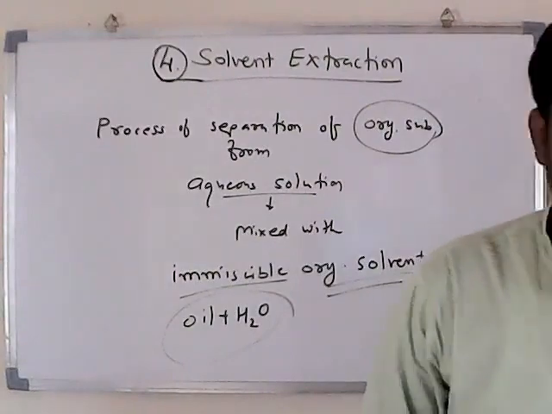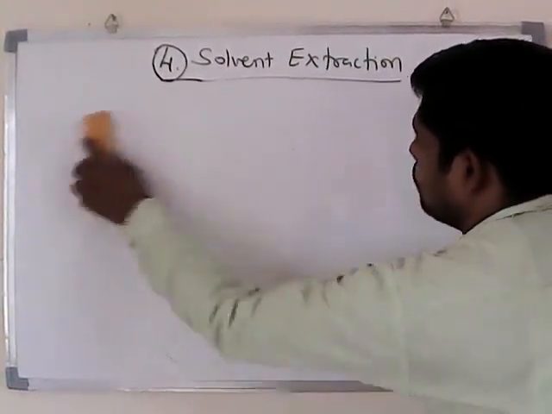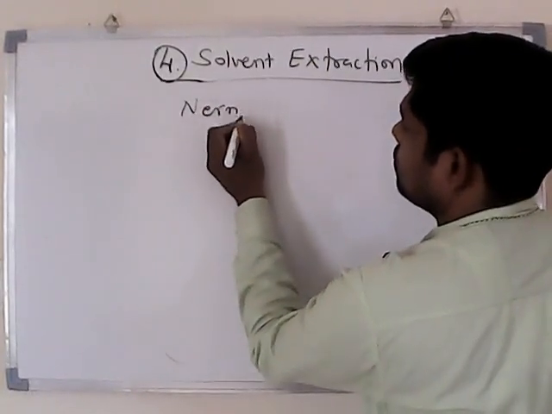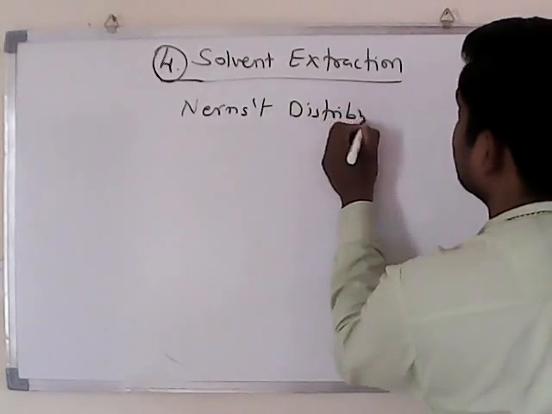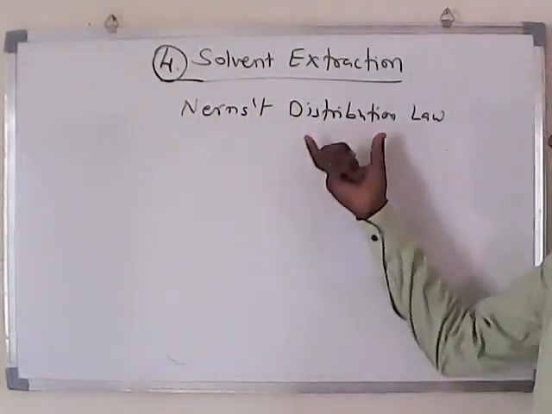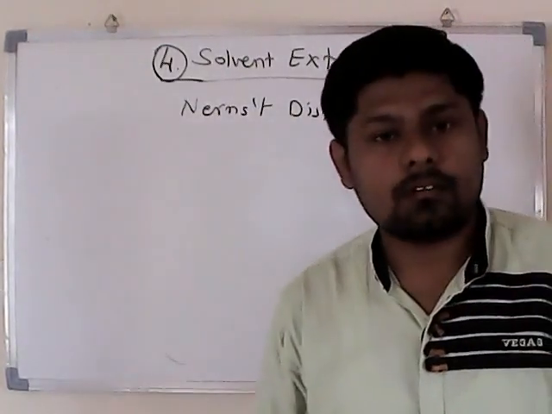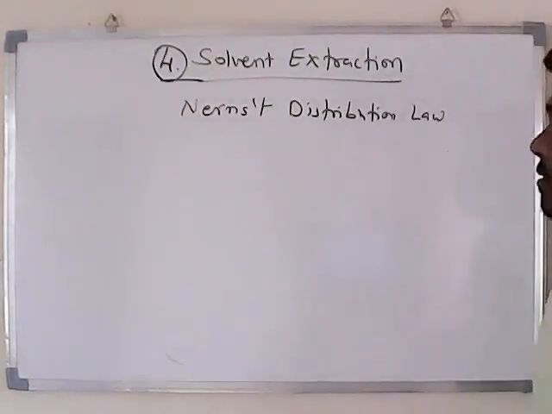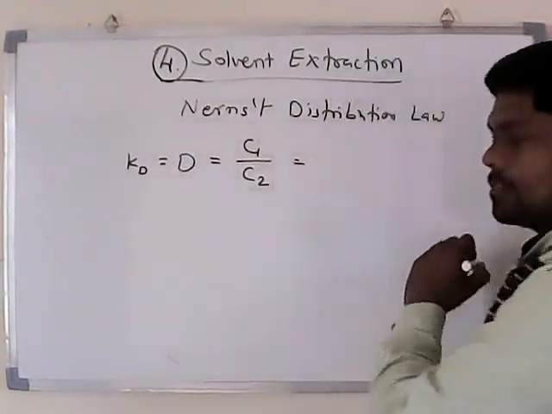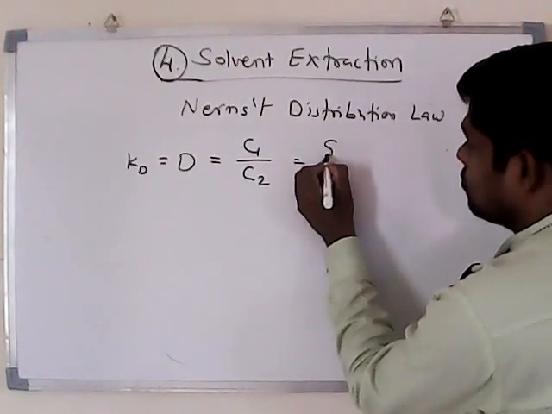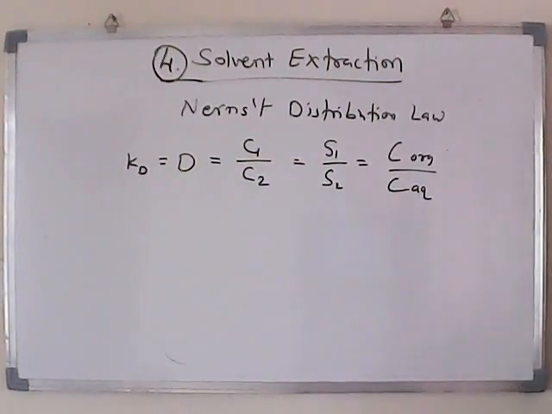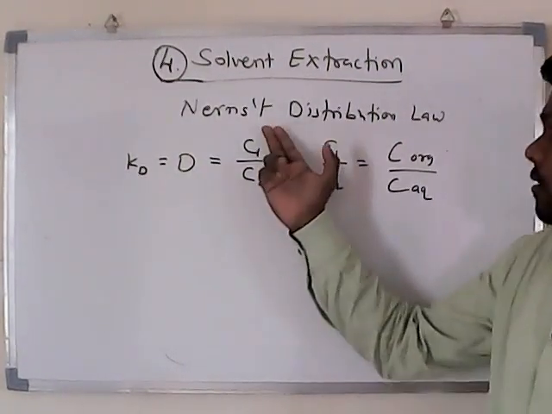The principle behind this is known as the law of distribution, also known as Nernst distribution law. So our second point of discussion is the Nernst distribution law. It is also known simply as the distribution law. So what is the statement of the Nernst distribution law? To remember the statement, first of all, mathematically it is written like this: D is equal to C1 by C2, or it is also S1 by S2. So look here, that is the mathematical expression of Nernst distribution law.